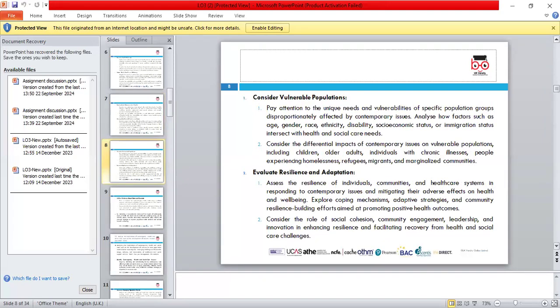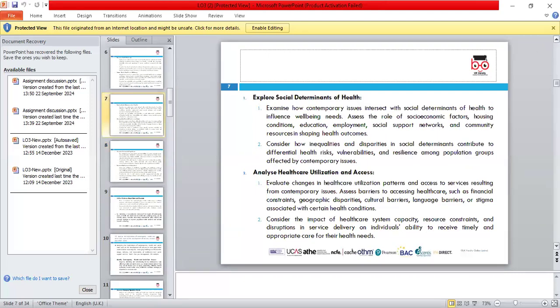Analyzing them. We need to analyze those health service utilization and access.